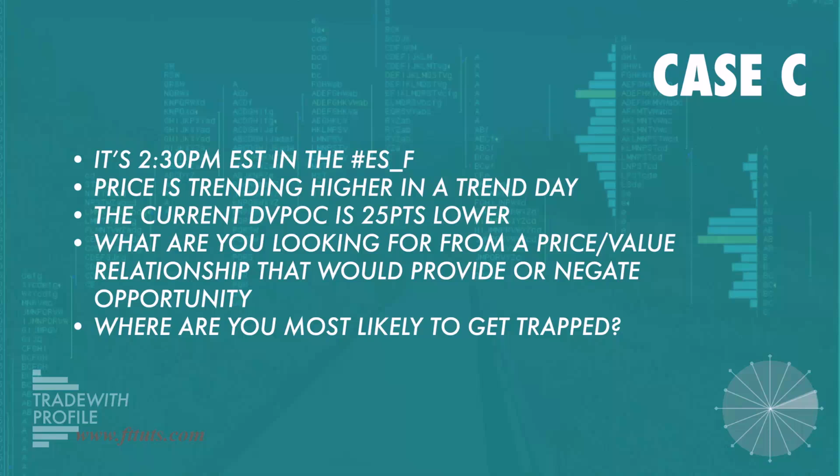So notice that it's a trend day. It's in the afternoon, it's a trend day. I'm 25 points above the point of control. This is one of those where you can go, oh, well, it's price to value divergence, so I want to fade this, but it's a trend day. You're not going to be successful.